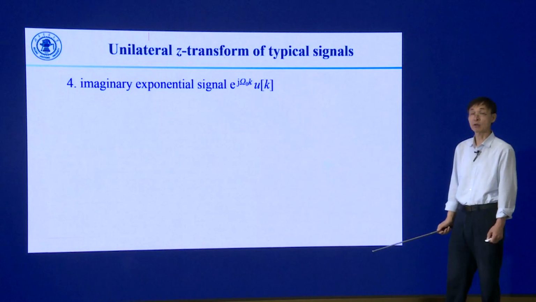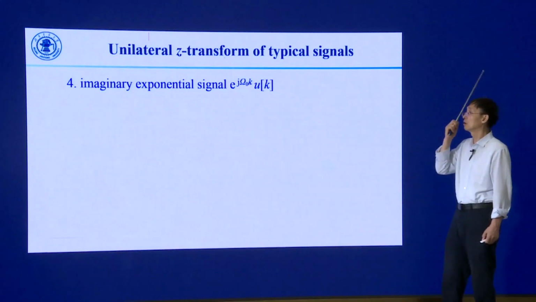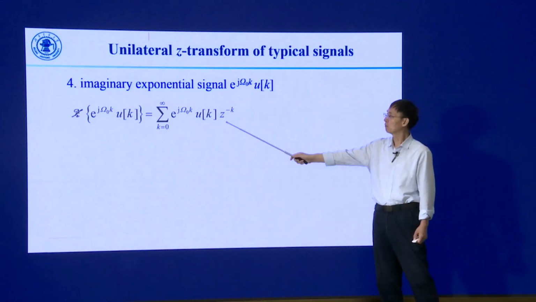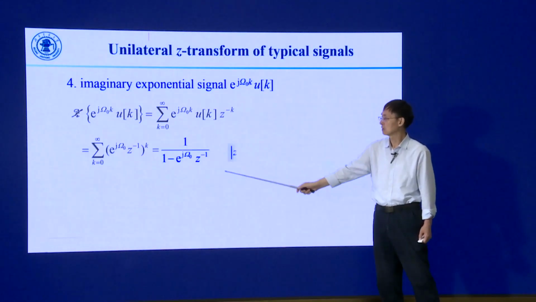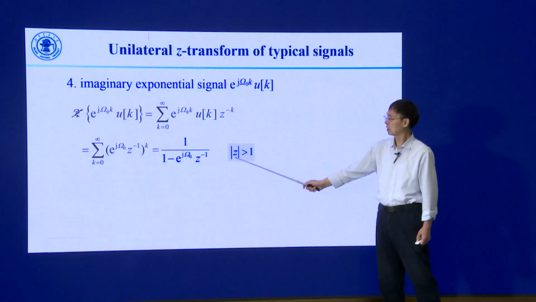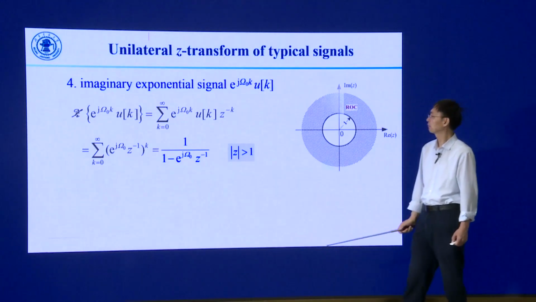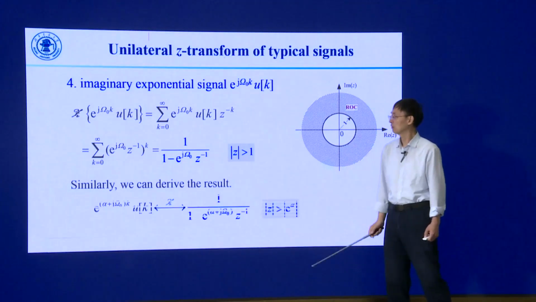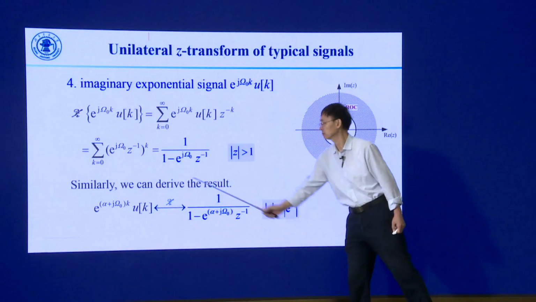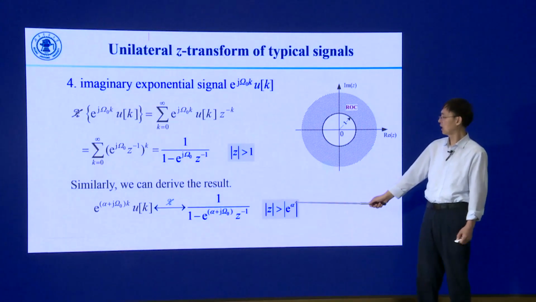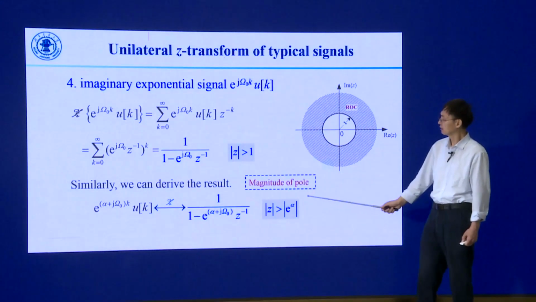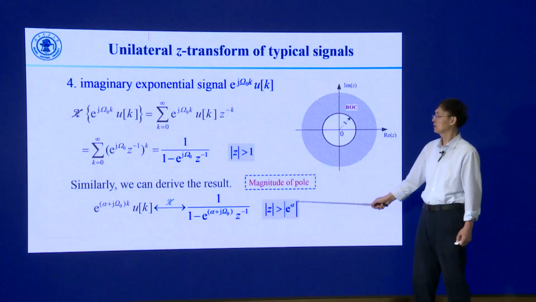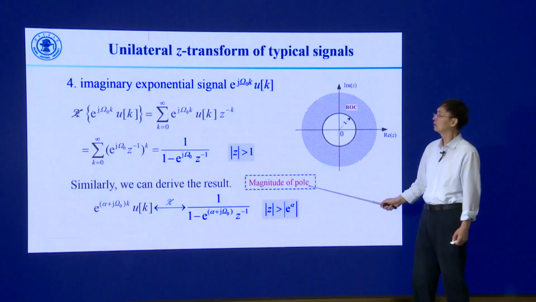For the imaginary exponential signal, we can get its Z transform. This is the ROC. Similarly, we can derive the result for this signal. This is the ROC. We'll find this number and this number is the magnitude of the pole.